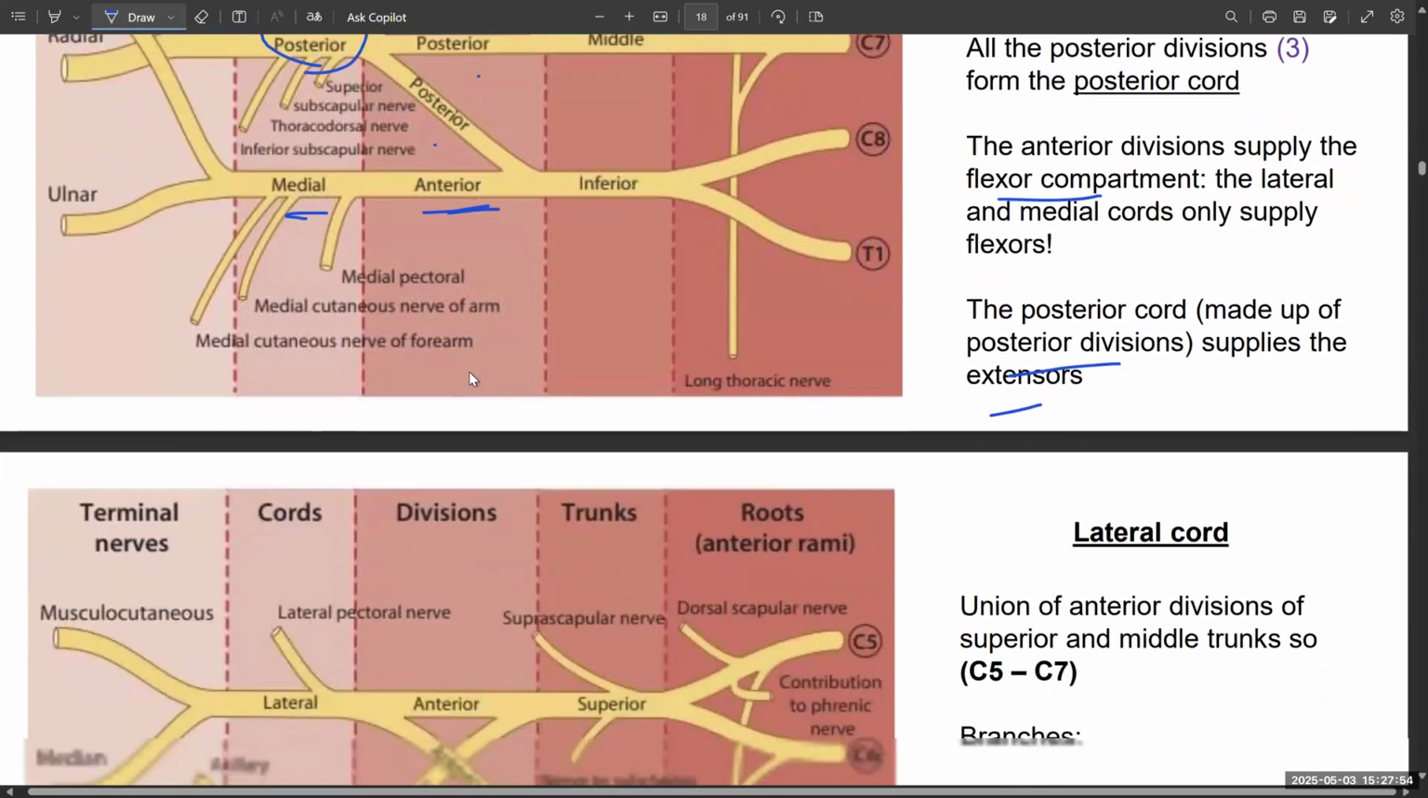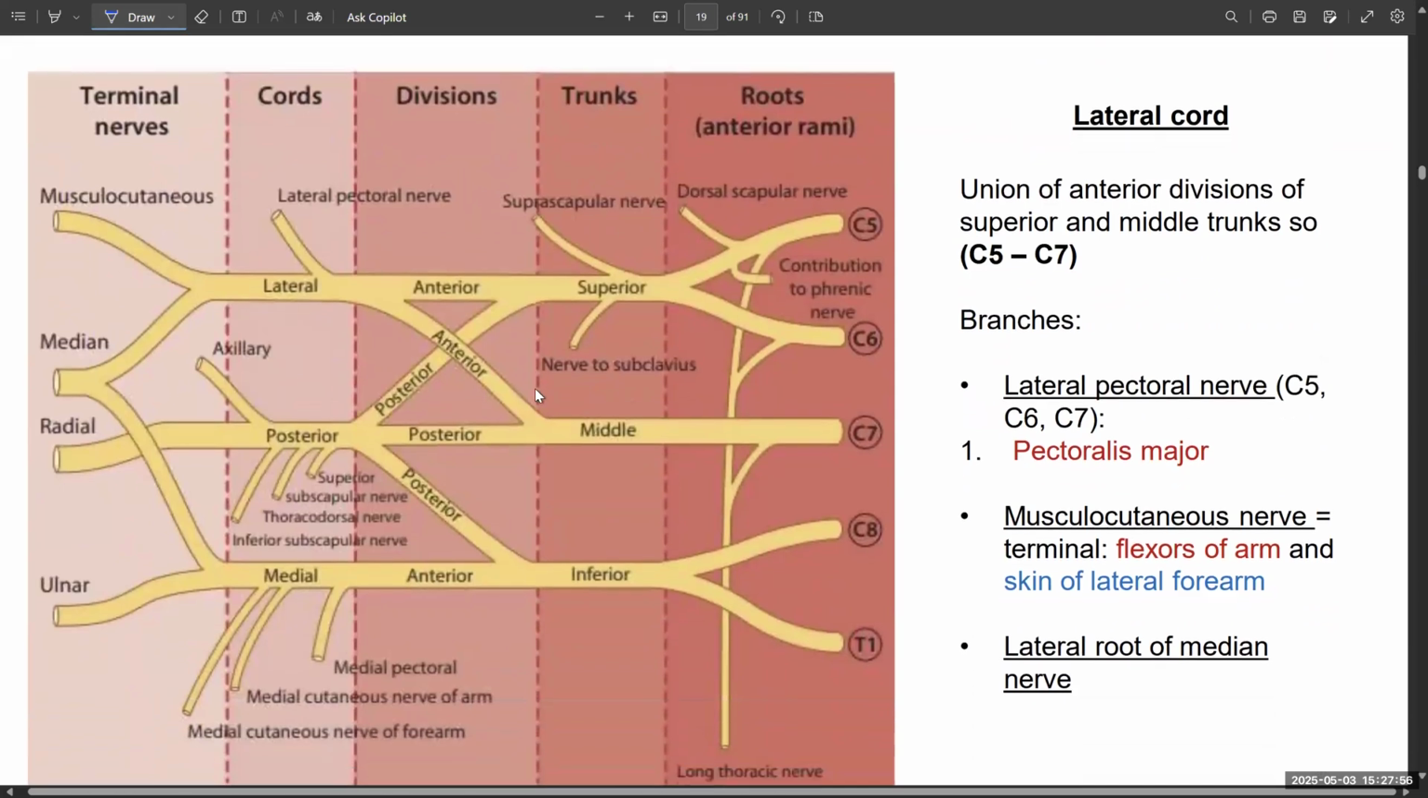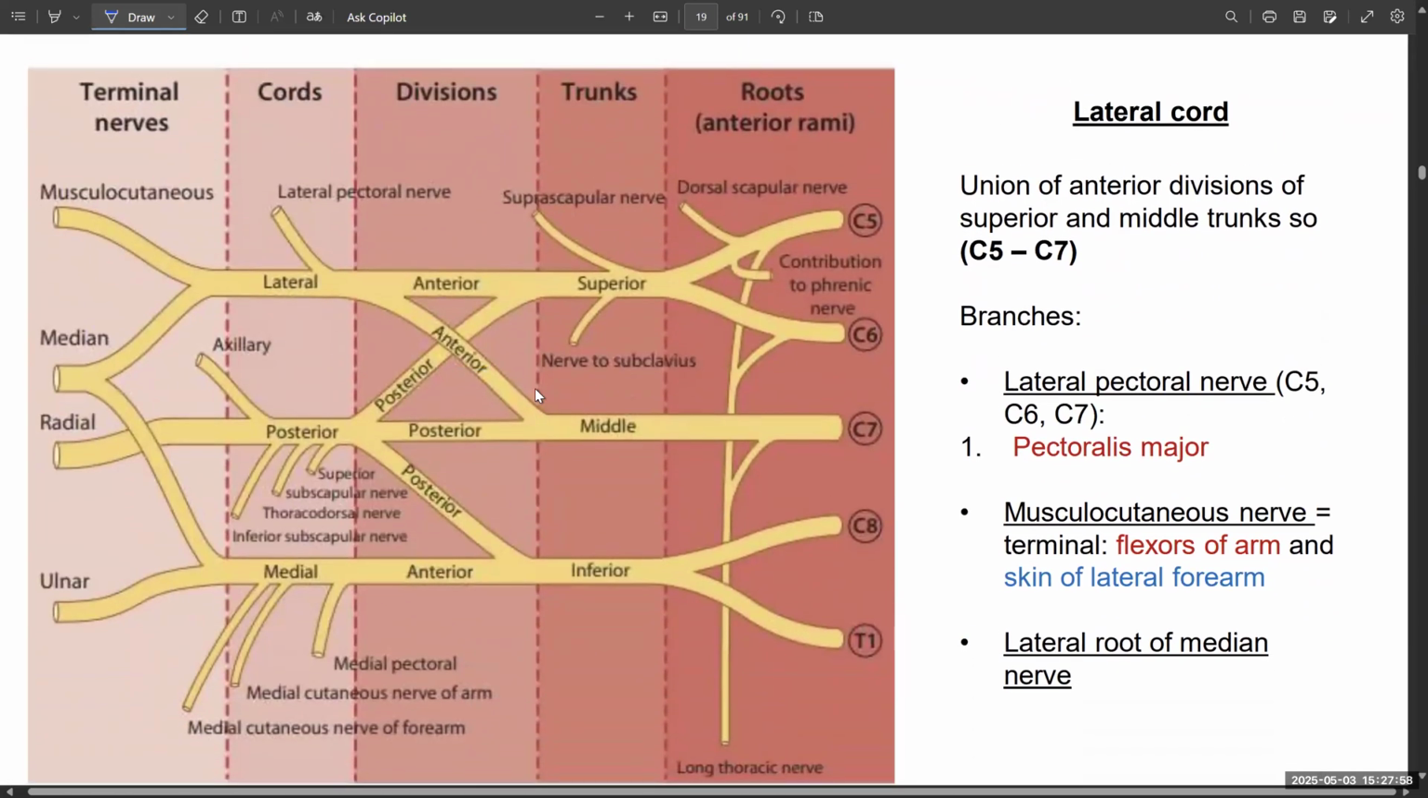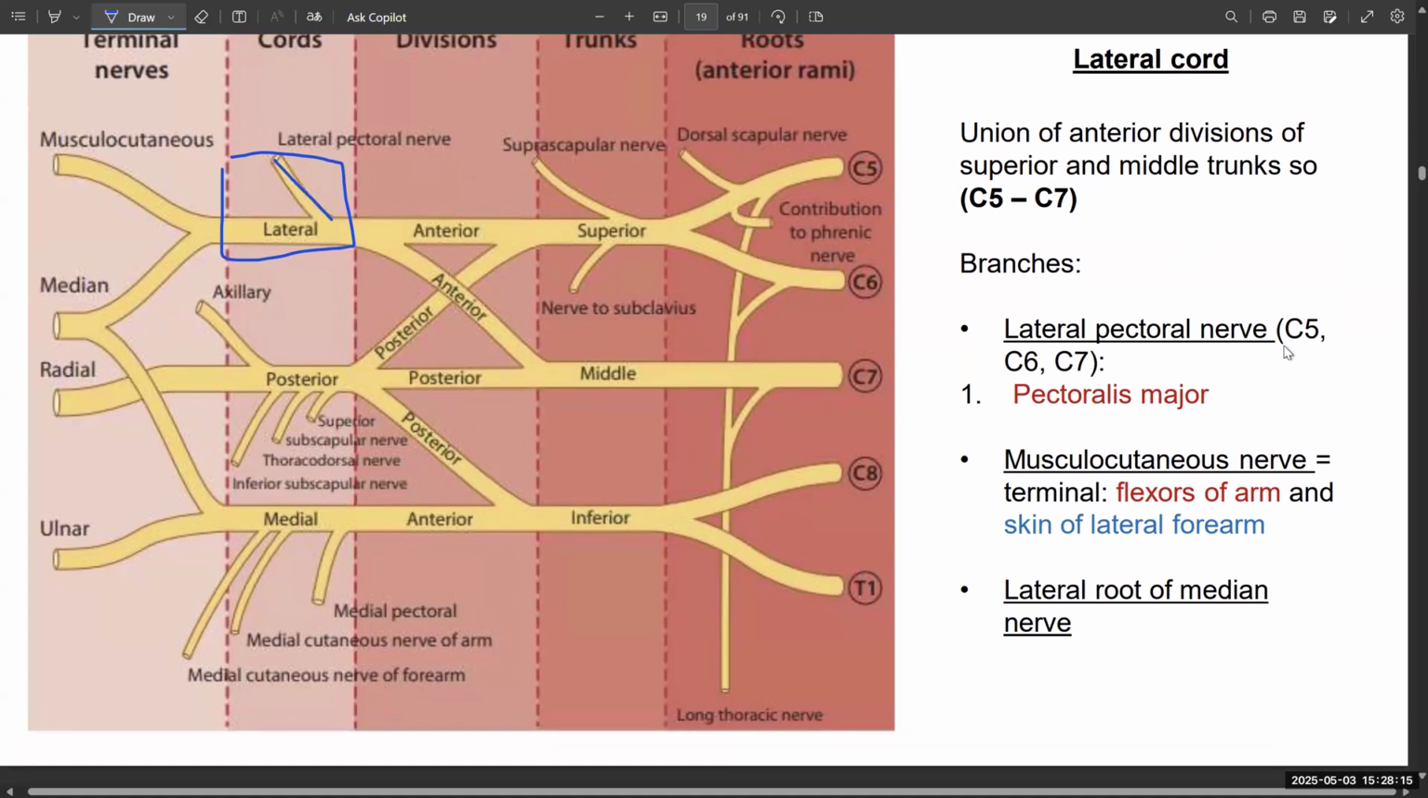Moving on, we have the lateral cord. We're going to look at each cord individually, okay? So let's focus here. We have the lateral cord. If we draw a square around it, we can see that it gives off one branch over here. This is the lateral pectoral nerve, okay? Now, the lateral pectoral nerve is made up of C5, C6, and C7. So how did that happen?